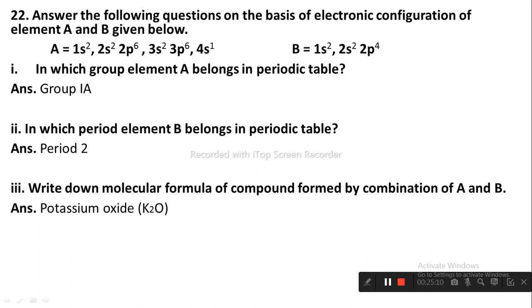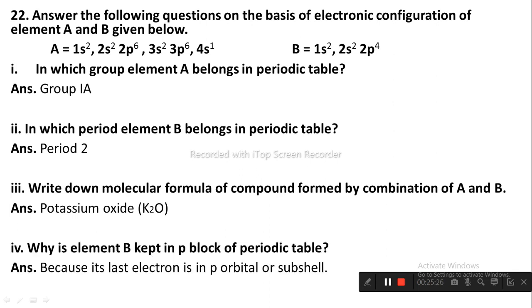Next one, write down the molecular formula of the compound formed by the combination of A and B. We know that element A is potassium and element B is oxygen. So the compound formed by the combination of potassium and oxygen is potassium oxide, K2O. Why is element B kept in the p block of the periodic table? Because its last electron enters the p orbital or p subshell.